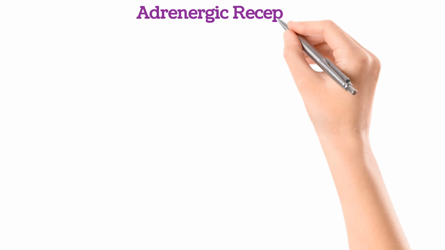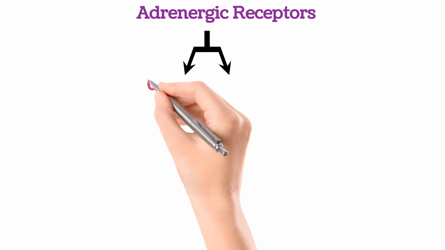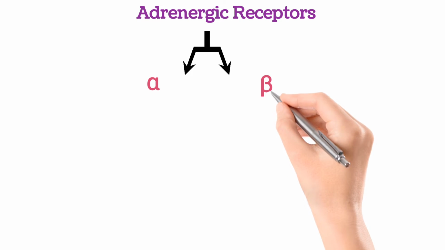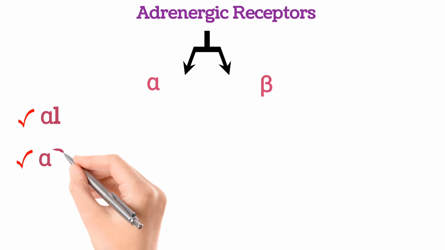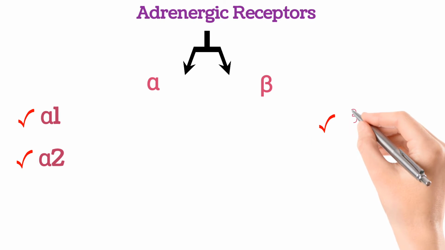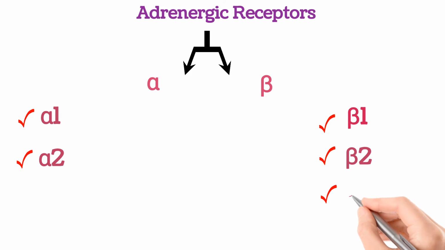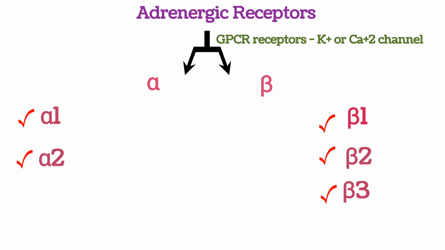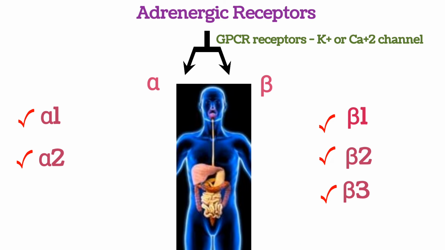Alright, so we have to understand the receptors as well, where it produces its action. There are two kinds of receptors, alpha receptors and beta receptors, and both are GPCR kinds of receptors. These are further classified as alpha 1, alpha 2, and similarly beta 1, beta 2 and beta 3. We have already mentioned that these are GPCR receptors that regulate potassium and calcium channel influx. Therefore, they cause either contraction or relaxation of tissue.